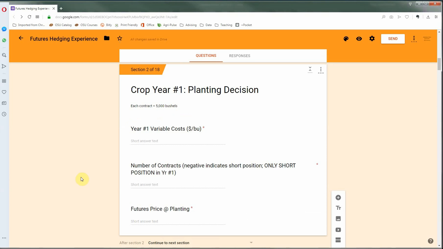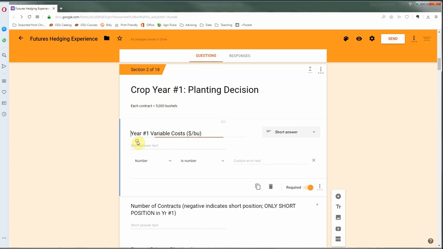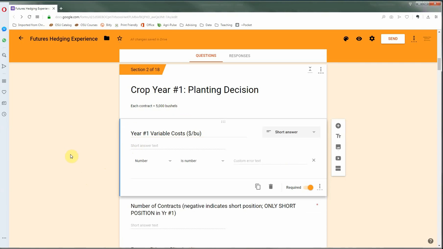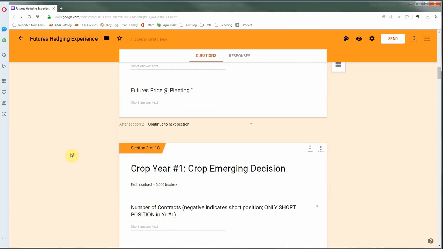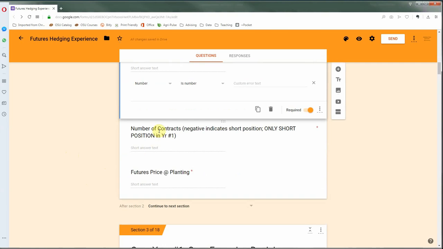Then they also go into this form and provide the number of contracts that they choose to take a position on. In the current iteration, I only allow them to take a short position in year 1, but in years 2, 3, and 4, they can take a long or a short position. This is the first time I did that, and that's the most recent iteration of the game for the spring 2019 semester.